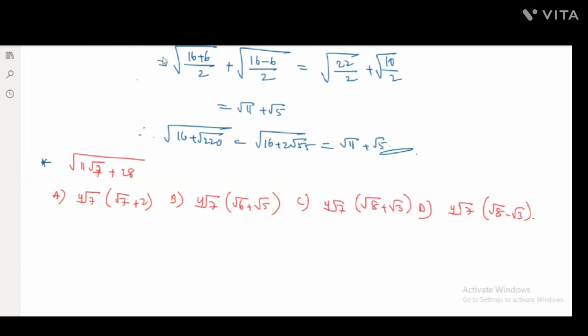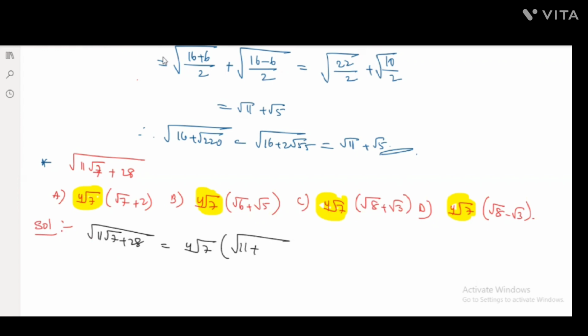See, if you observe the options here, in every option fourth root 7 is common. By that we can understand that we have to take root 7 common out from this. So what they have given is 11 root 7 plus 28. From here, if I take the square root common, it will become fourth root 7 into root over 11 plus 4 root 7. Why? Because 28 can be written as 4 into 7, that can be written as 4 into root 7 into root 7. So I took one root 7 common here. That's why the remaining will be 4 root 7.